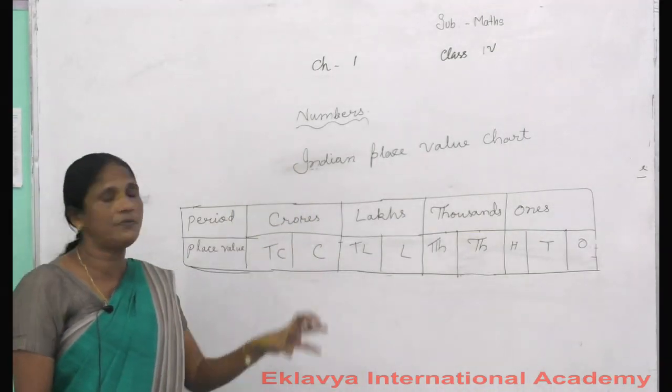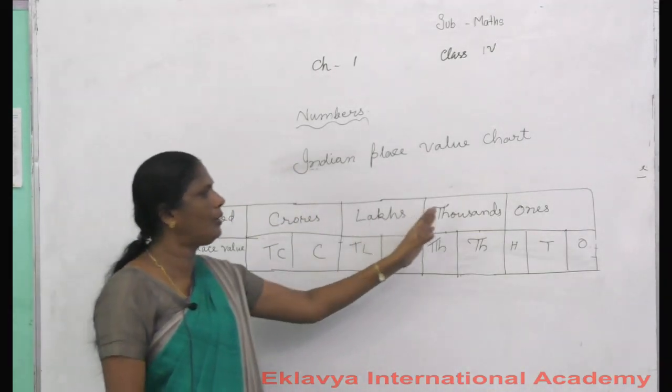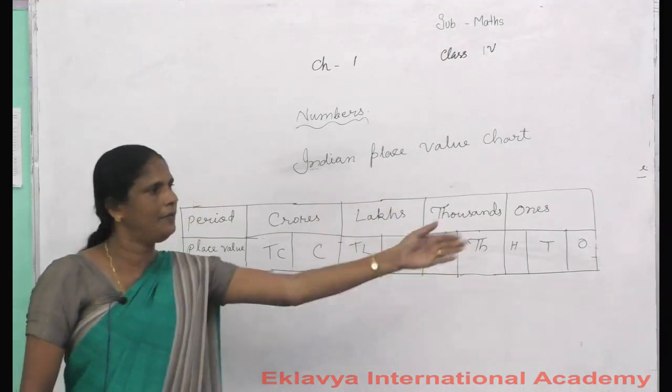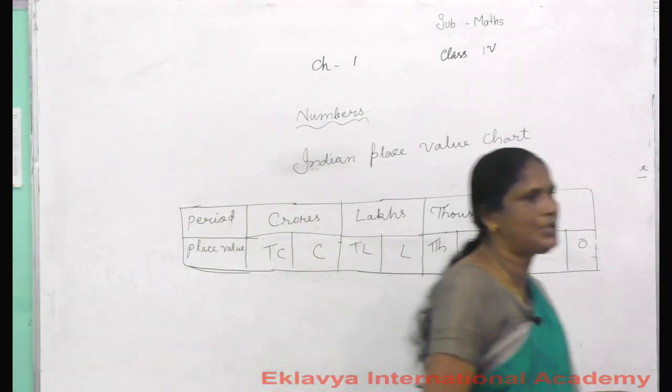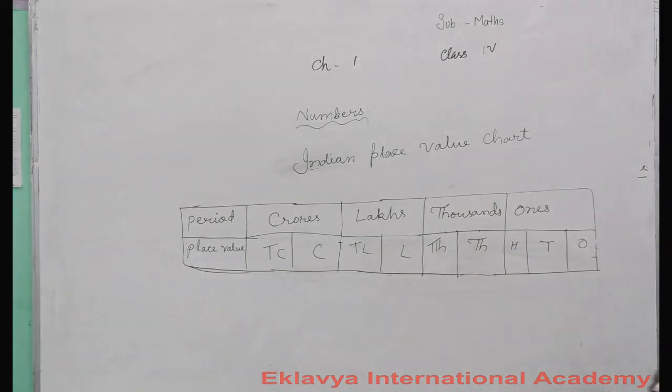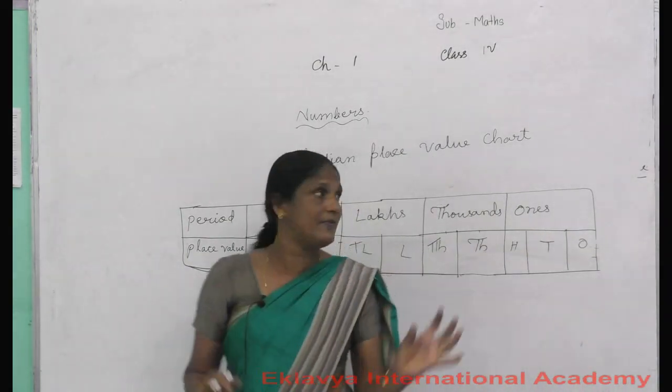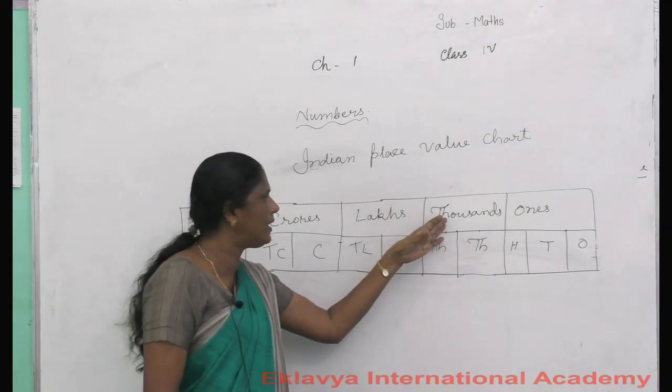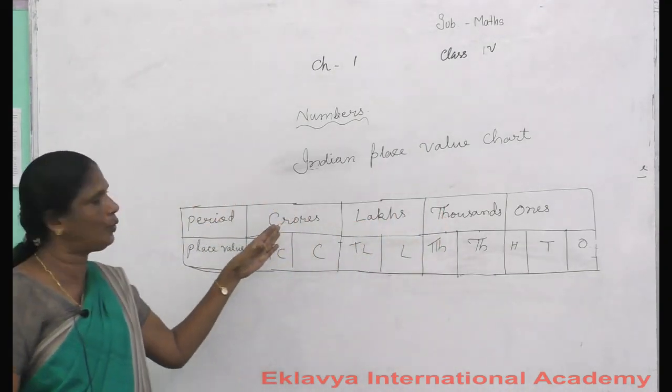In the Indian place value chart, there are 4 periods. First is ones, then thousands, lakhs and crores.